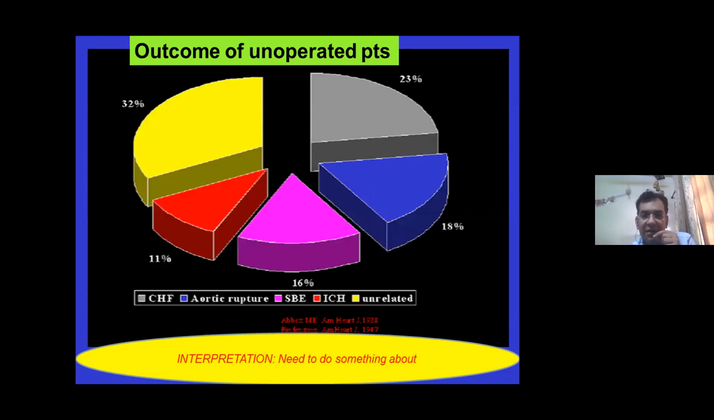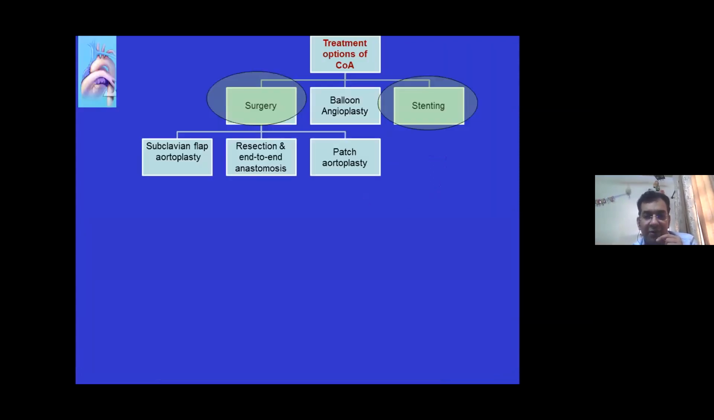What if we do nothing? So let us discuss the outcome of unoperated patients of coarctation. If we see this particular pie chart, it is very clear that many of them are going to have congestive heart failure. Many of them are going to have aortic ruptures, bacterial endocarditis, intracranial hemorrhages. So it is very clear that if we don't intervene, she is going to land up in a state of intracranial hypertension. We are going to accelerate that process. The interpretation is definitely we need to do something about this.